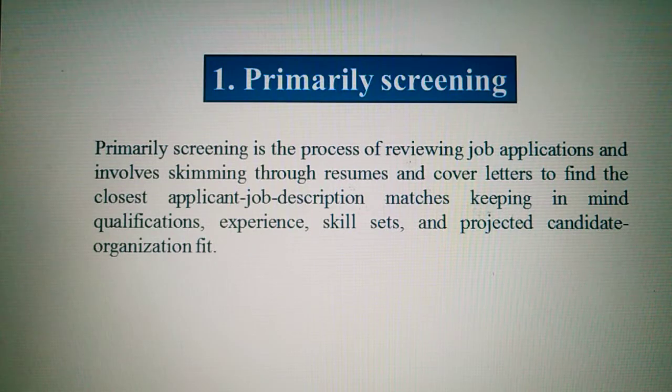Preliminary screening is the process of receiving the applications and then reviewing resumes or cover letters to find the applications closest to the qualification, experience, and skills, to see whether he or she fits the candidate profile or not.